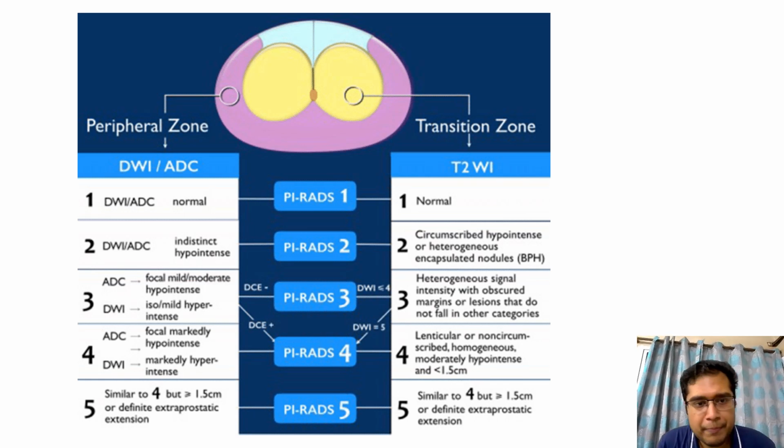So this is the PIRADS. For the peripheral zone, DWI and ADC is the dominant sequence, and for the transition zone, T2 weighted images are the dominant sequence. What we have to remember is, whenever in doubt, as in PIRADS 3, for the transition zone, we go for DWI. For the peripheral zone, we go for dynamic contrast images.